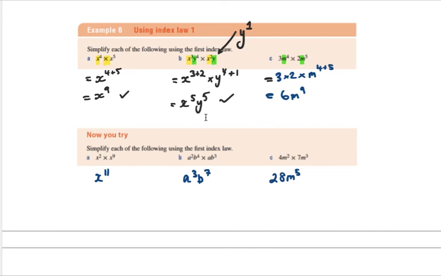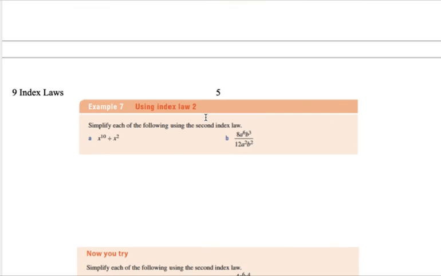Okay. Now, in the next video, we're going to be looking at using index law 2 to simplify the bases.